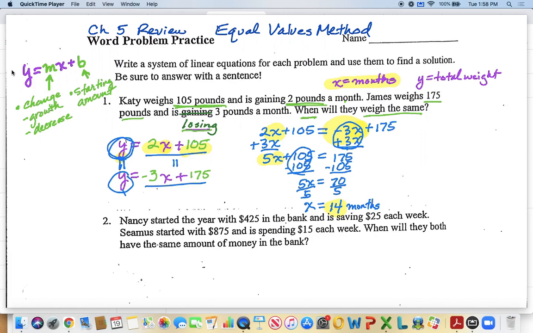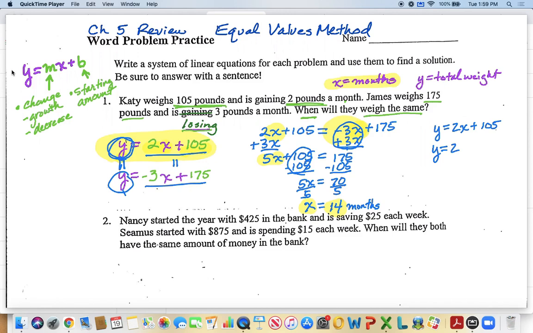But what is that weight going to be? Well, that is pretty easy to find out, because all we have to do is take this value for x that we have, 14 months, and plug it into one of these original equations. And I'm going to use the top equation. So let's go ahead and do that. I'll rewrite it. y is equal to 2x plus 105. That's the original equation. And now I'm going to plug in the value of x, which is 14.